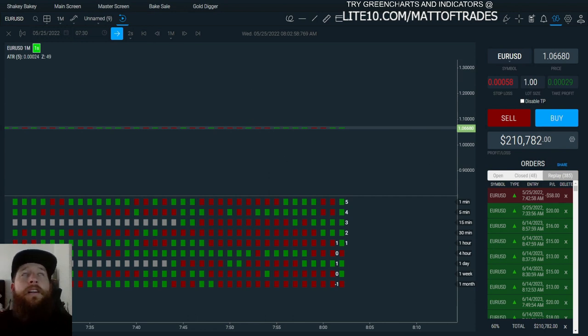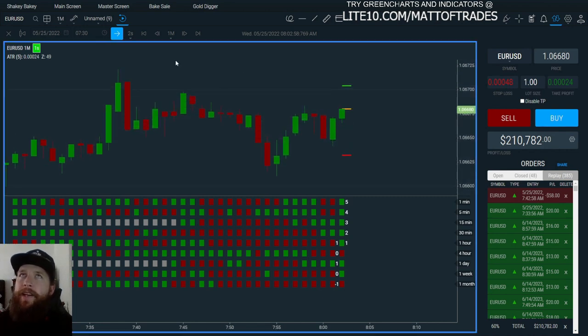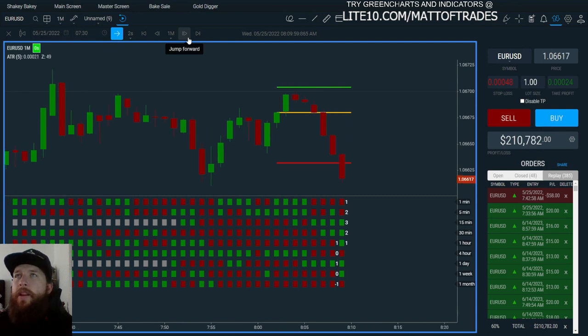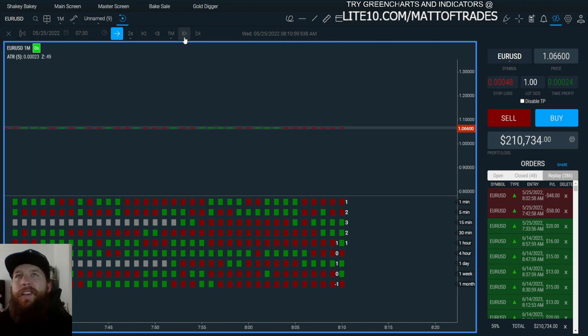Okay, ATR's at 24, 48. Take a buy. All right, I do want to open that up so we can actually see what happens. Okay, almost. Okay, we lost that one too. All right, let's not even look at the price action.